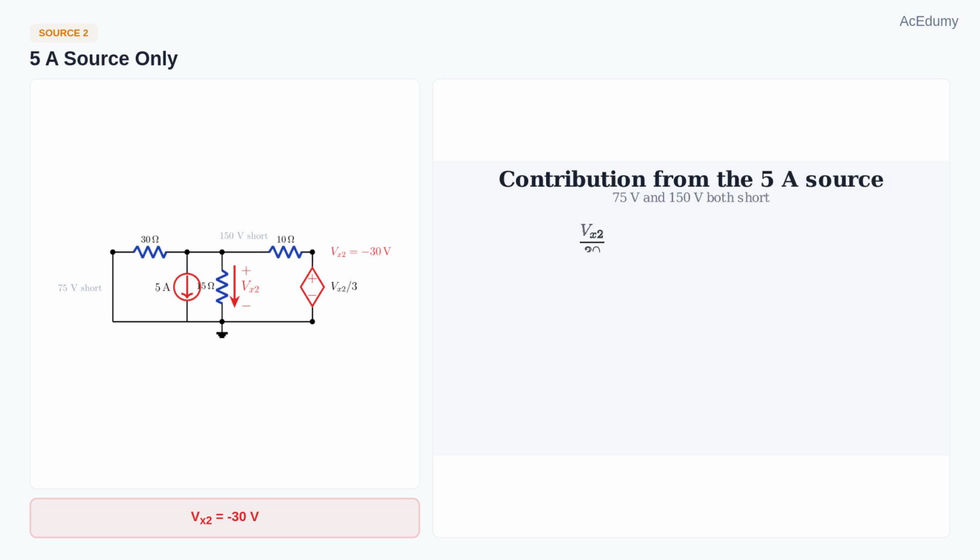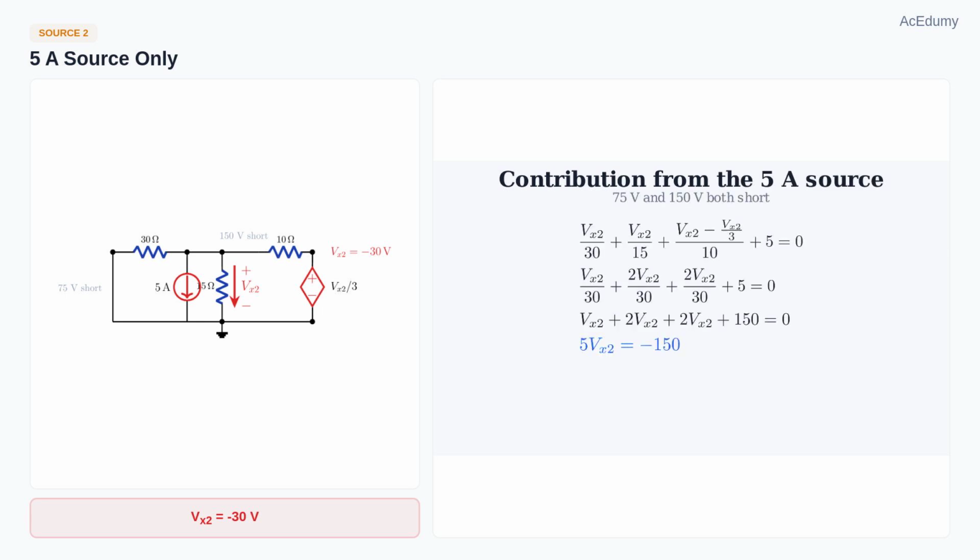Second, keep only the 5-amp source active. The 75-volt source and the 150-volt source are both replaced by short circuits. The current source arrow points downward, so in the node equation it is a 5-amp current leaving the node.